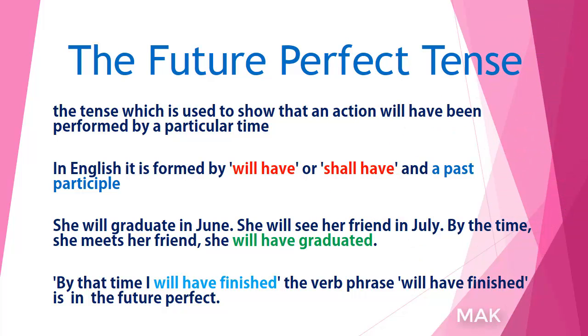The future perfect tense: the tense which is used to show that an action will have been performed by a particular time. In English it is formed by will have or shall have and a past participle. She will graduate in June. She will see her friend in July. By the time she meets her friend, she will have graduated. In the sentence by that time I will have finished, the verb phrase will have finished is in the future perfect.